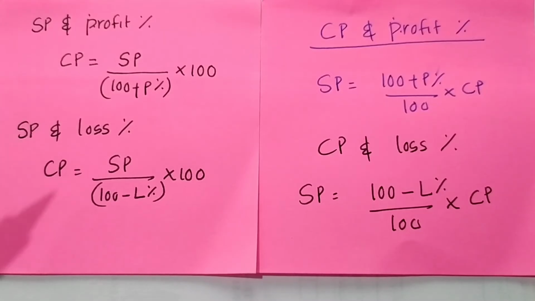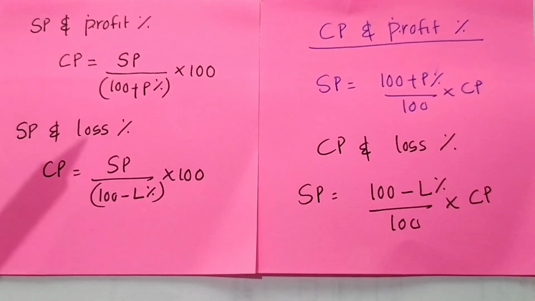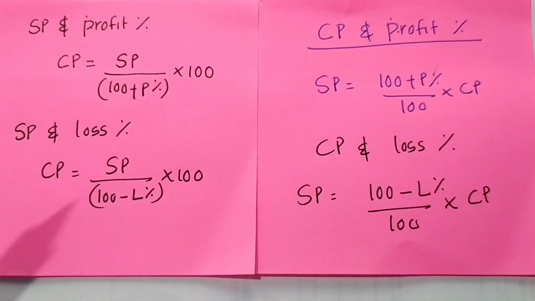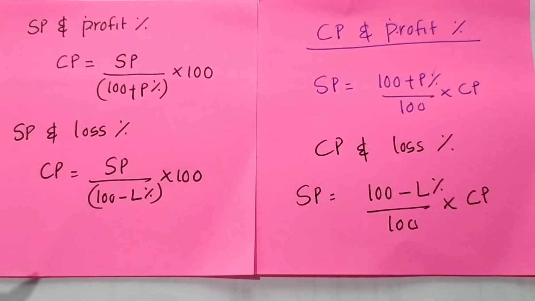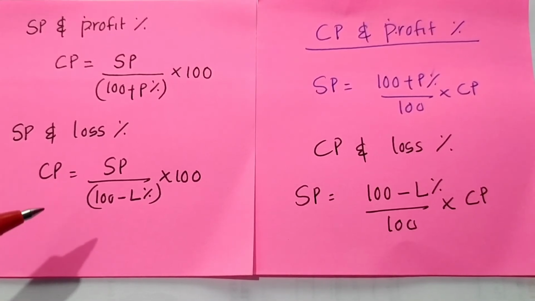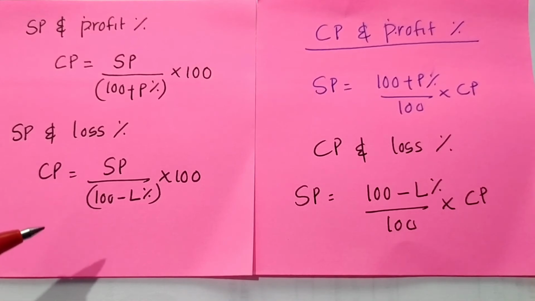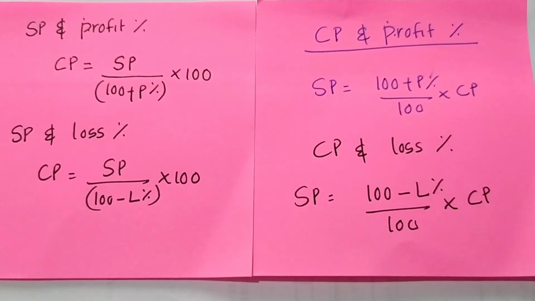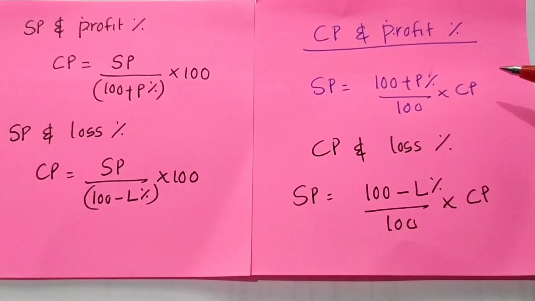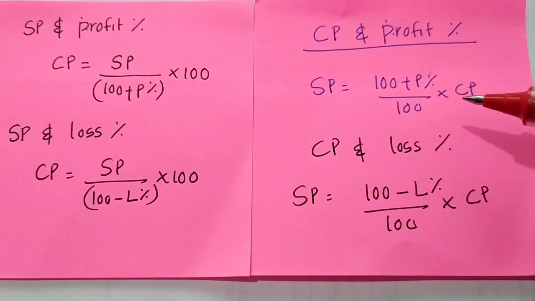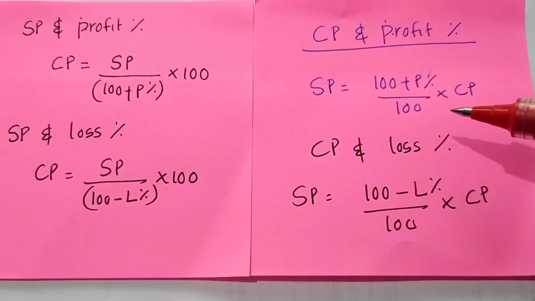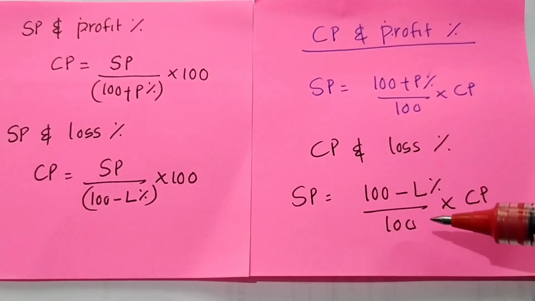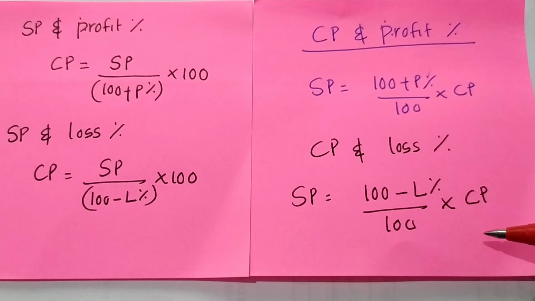If SP and profit percentage are given, then CP is equal to SP divided by 100 plus profit percentage, into 100. If SP and loss percentage are given, then CP is equal to SP divided by 100 minus loss percentage, into 100. And if CP and profit percentage are given, then SP is equal to (100 plus profit percentage) by 100 into CP. If CP and loss percentage are given, then SP is equal to (100 minus loss percentage) by 100 into CP.